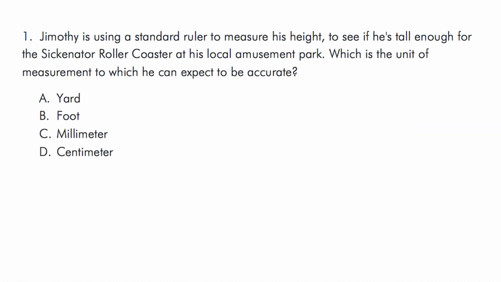Example number 1 says Jimothy is using a standard ruler to measure his height to see if he's tall enough for the Sickinator roller coaster at his local amusement park. Which is the unit of measurement to which he can expect to be accurate? Okay, I know that I'm talking about accuracy here, and I also know some other things. Standard ruler, I wonder what they mean by standard ruler. And tall enough. So we're talking about measuring the height of a person. Which is the unit of measurement to which he can expect to be accurate?